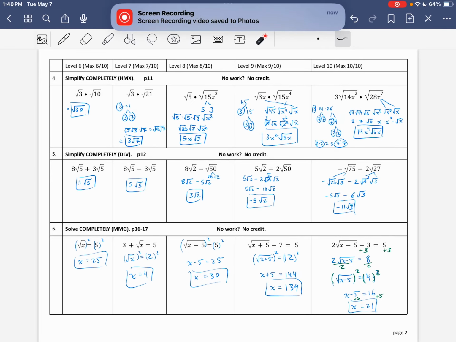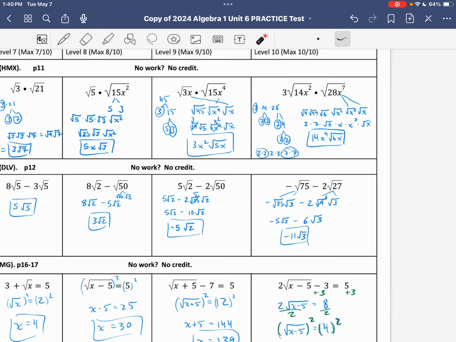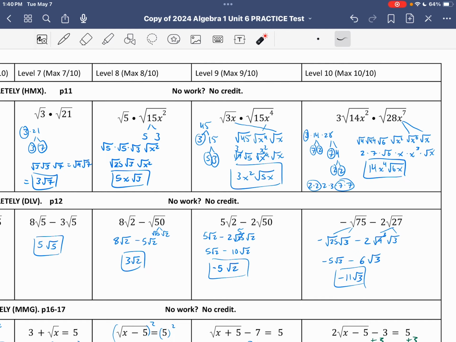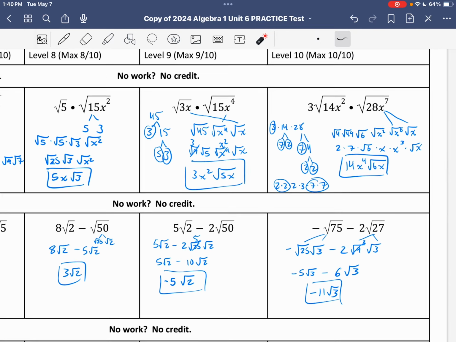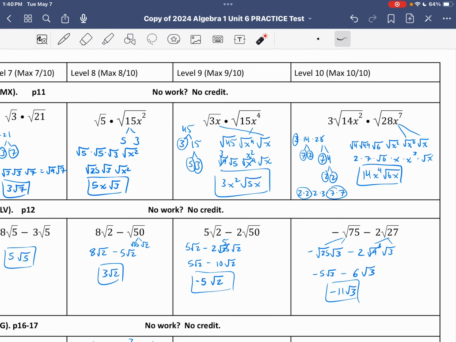All right, the backside of this practice test. Okay, we have level 8, level 9, level 10. Now this is number 4, okay? Now, there are shortcuts here. I don't know if I take shortcuts all the time, but let's walk through each of these.